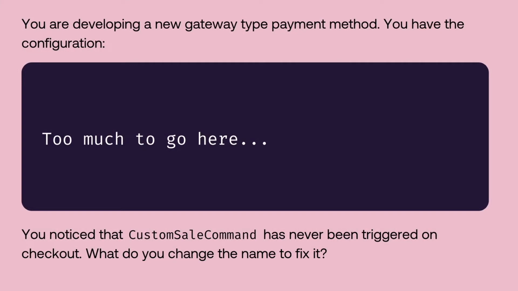Let's take a look at what this is. You are developing a new gateway type payment method, and you have the following configuration. You notice that custom sale command is never triggered in the checkout. What do you change?